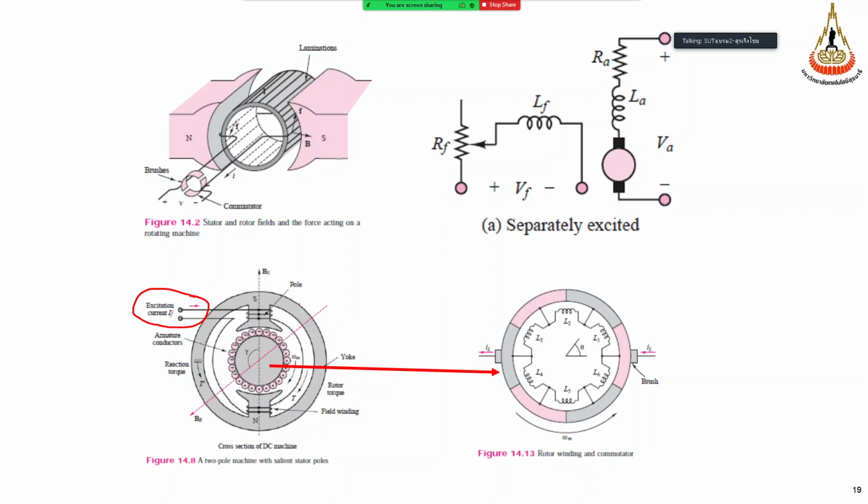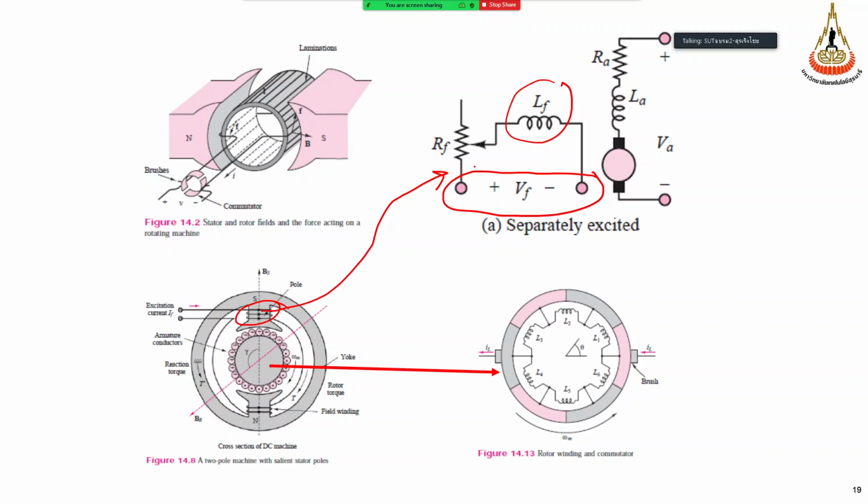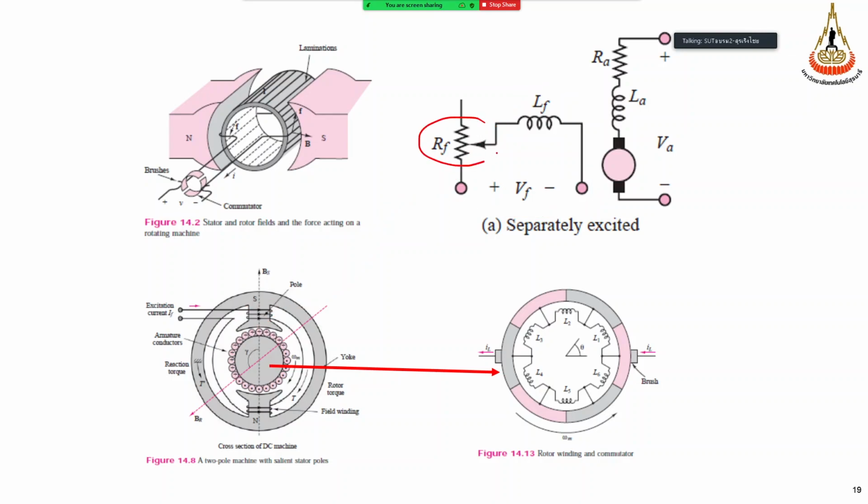Okay, this field winding is in a separate circuit, right? For this part we can use this symbol. We supply the DC source to the winding, and this source can be controlled by one adjustable resistor. We can use the adjustable resistor to control the current, the field current here. So this is just a separate circuit we can see.